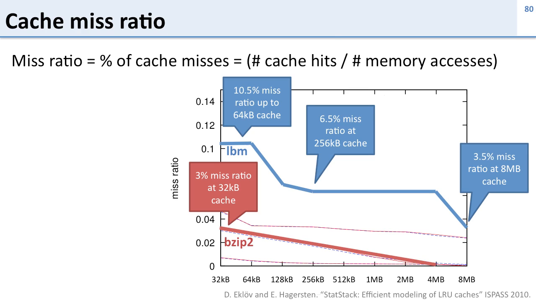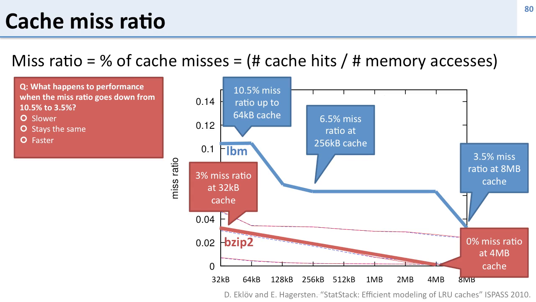Here's another application, bzip2. It has very different behavior. At a 32 kilobyte cache, bzip2 has a 3% miss ratio, and its miss ratio falls linearly all the way down to about a 0% miss ratio at 4 megabytes of cache. So question, what happens to performance when the miss ratio goes down from 10.5% to 3.5%?